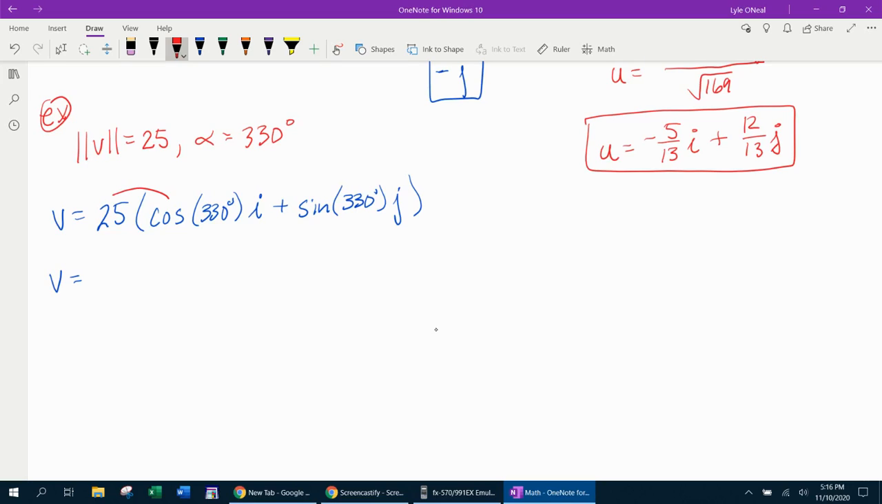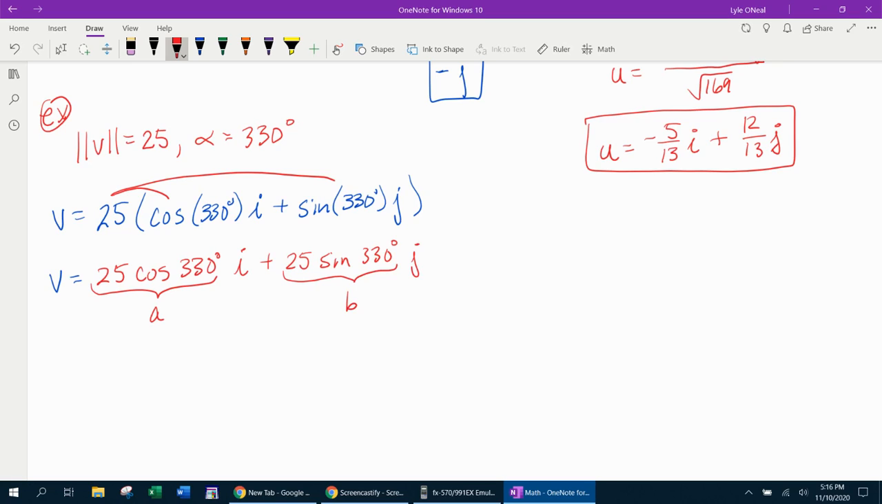All right, so if I distribute the 25, that's going to give me 25 cosine of 330 degrees. Whatever that is, that's going to be my value of A. That'll be my i. And then 25 sine of 330 degrees. Whatever that is, that'll be my B, the j component of the vector.